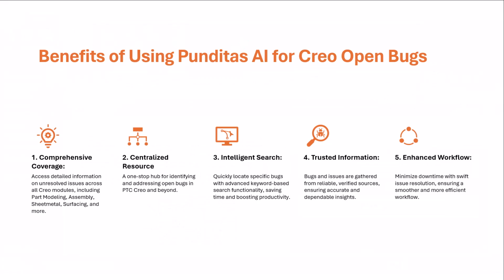Encountering bugs doesn't have to slow you down. With Punditas AI's Open Bugs node, you get centralized access to unresolved issues across a wide range of Creo Parametric modules, including part modeling, assembly, sheet metal, surfacing, and much more. Its advanced search capabilities let you find specific bugs quickly, saving time and improving productivity. Trusted and up-to-date information ensures reliability, while its versatility makes it a powerful tool not just for Creo, but for other PTC products as well.